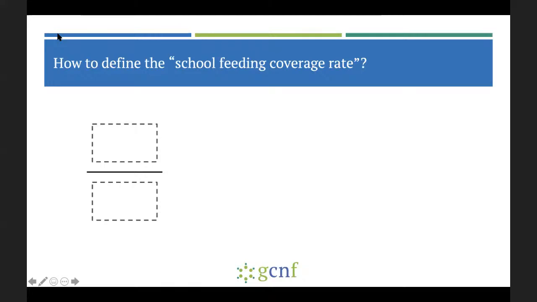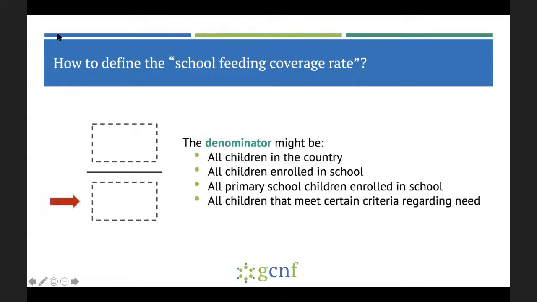Another challenge that we encountered at GCNF was around how to construct some key indicators related to school feeding based on this survey data, such as the school feeding coverage rate, which is a very key measure that countries care about. A school feeding coverage rate is a proportion or a fraction. There's a numerator and a denominator. And we had to make a choice about what should be in the denominator.